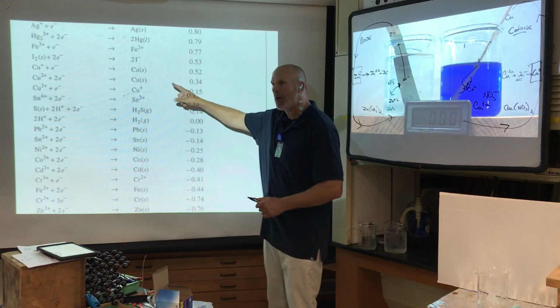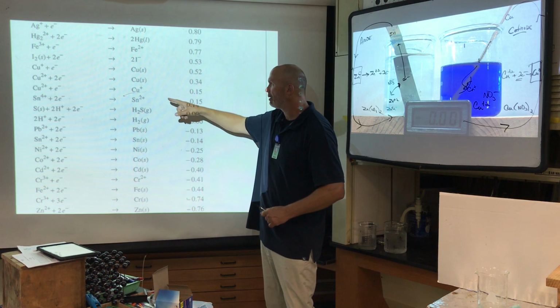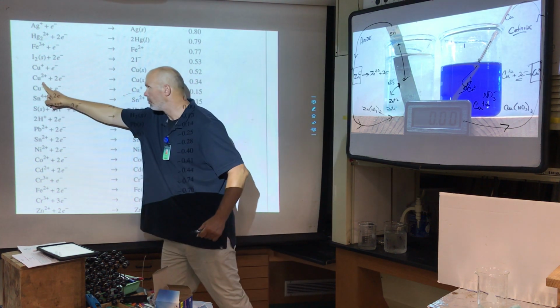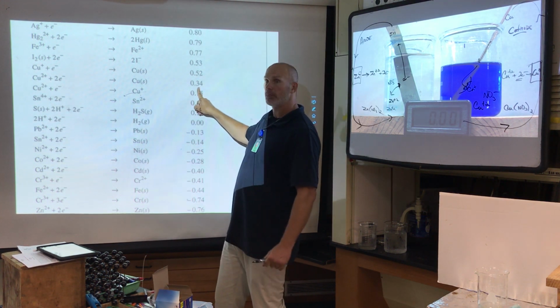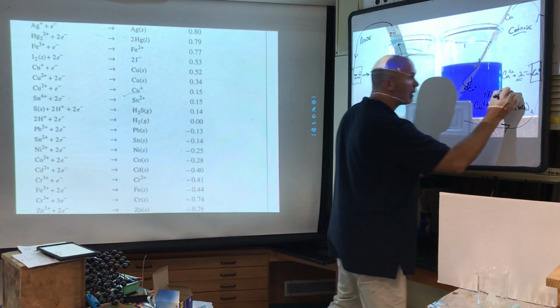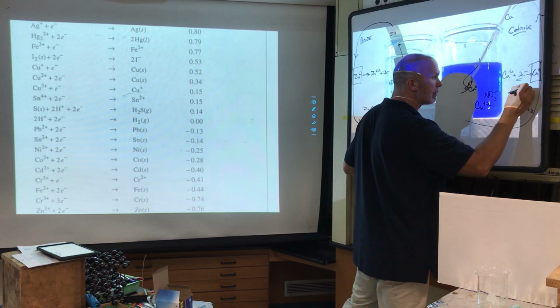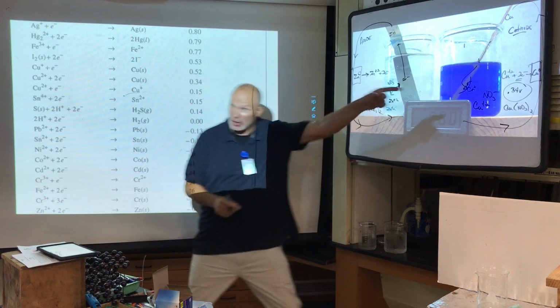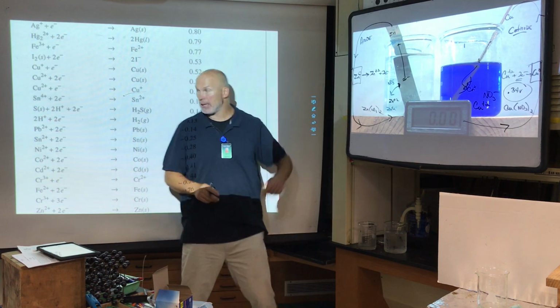Hey, can we measure the strength of what they're doing? Copper plus 2: positive 0.34 in its ability to do that. It's positive. It's good at doing that. How about zinc oxidizing?